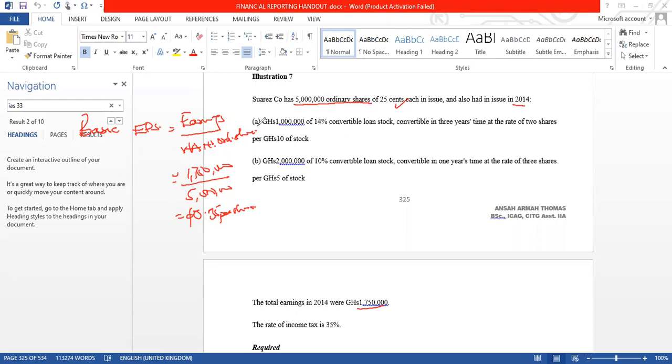But they have these convertibles there. We want to see which one will dilute our basic earnings per share. So you see from this one, they said that it's 14%, what we have in 3 years' time, 2 shares per 10 Ghana cedis stock. So it is 1 million.